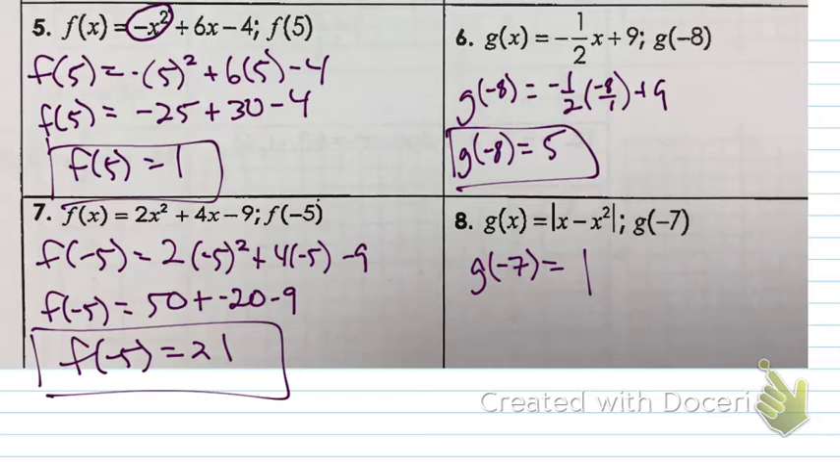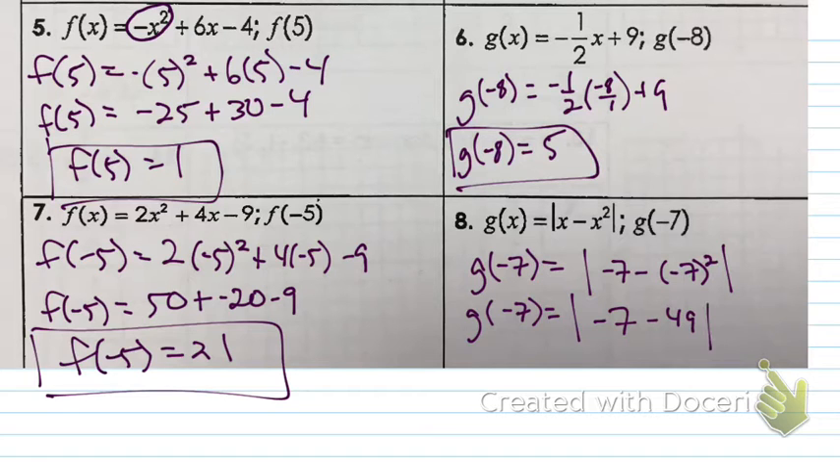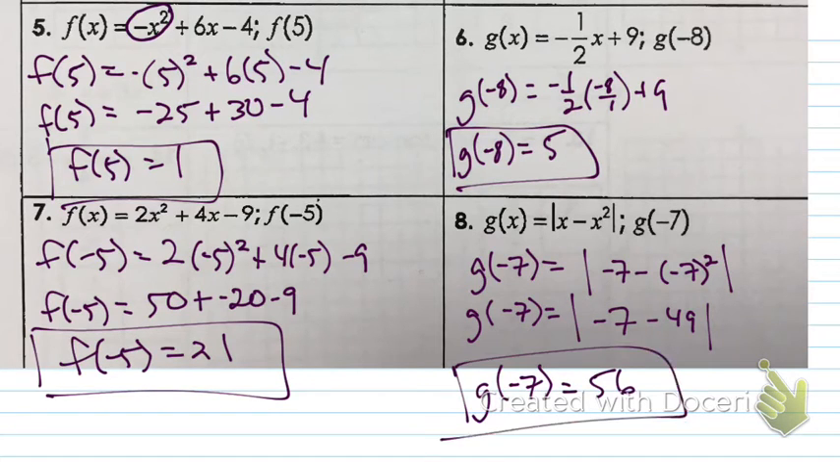I get the absolute value of negative 7 minus negative 7 squared. So this one gets a little tricky. There's a lot going on. So this is minus 49 right there. You can't make it plus positive because you have to do your exponent first, right? So g of negative 7 equals the absolute value of negative 56, and the absolute value of negative 56 is positive 56.